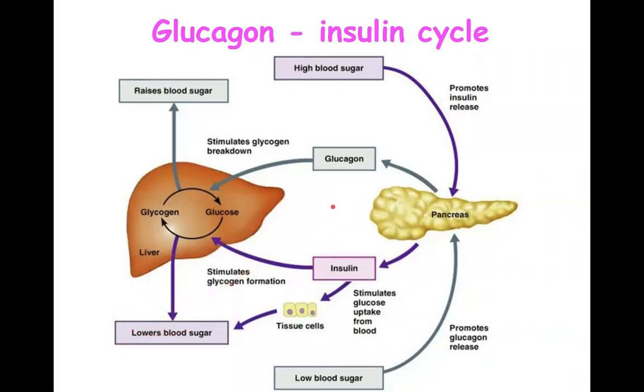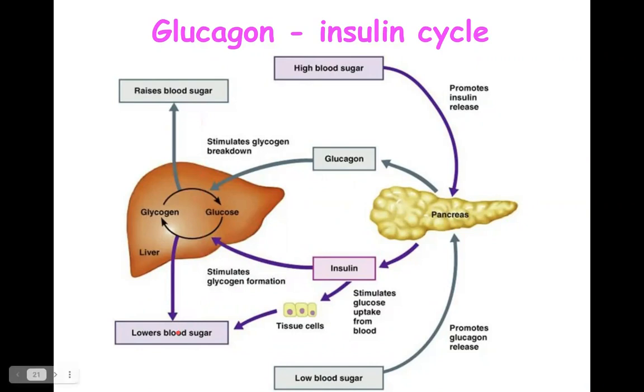If we have not eaten a meal, supposing we are starving, fasting, or there is a gap between the meals, at that time, instead of insulin, the glucagon will be released. This glucagon will stimulate the glycogen to change into glucose, and this glucose will be released in the blood. So this will raise the blood sugar level.